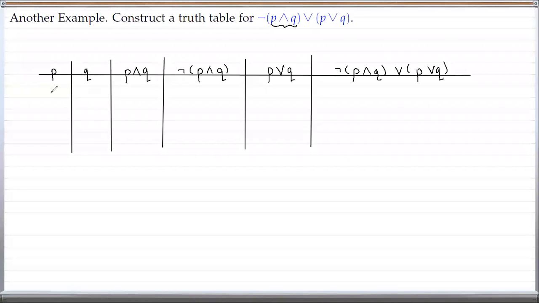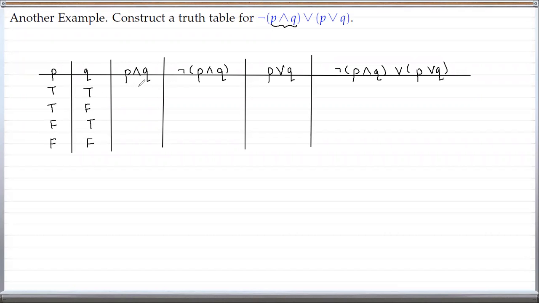So we start by writing down all the possible combinations of truth values of P and Q. So they both could be true. P could be true, Q could be false. P could be false, Q could be true. P could be false and Q could be false.